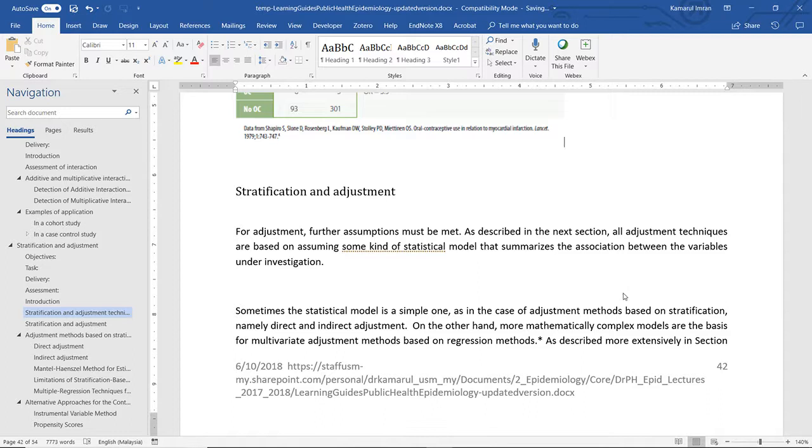That is stratification. Of course, you need to read the chapter and look at example 7.1, table 7.1 and table 7.2, and try to understand how the interpretation of the crude odds ratio and the stratified odds ratio can give you an idea of the confounding or the interaction.